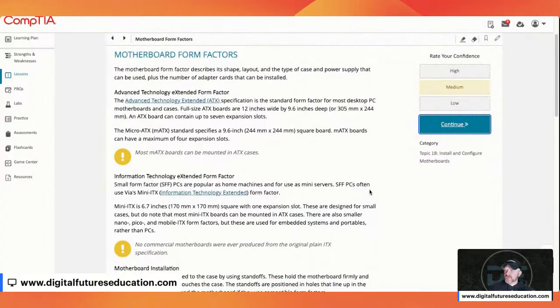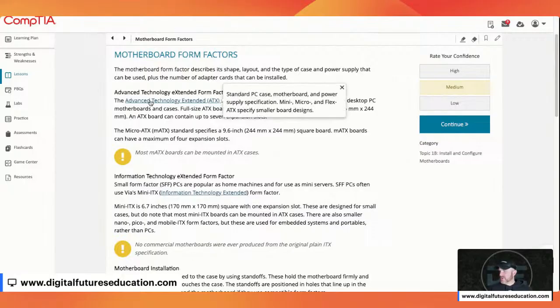So in terms of form factors, when you hear the word form factor, that means the shape and the size and the format in which a piece of hardware comes. So with motherboards, the main one to remember right now is the ATX. The standard PC case, motherboard, and power supply specification. There are mini, micro, and flex ATX specifying smaller board designs.